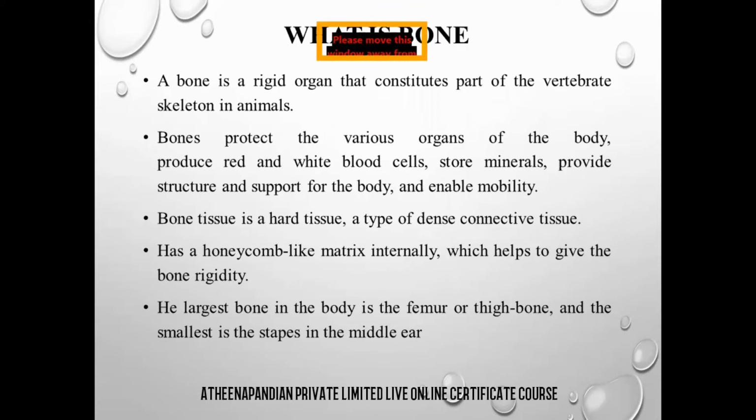So bone is a tissue. A very important thing is that it is also called a hard tissue, and a type of dense connective tissue is also present in the bone. Then the bone has honeycomb-like matrices internally, which help in giving the bone rigidity.